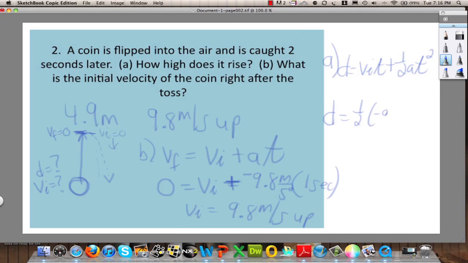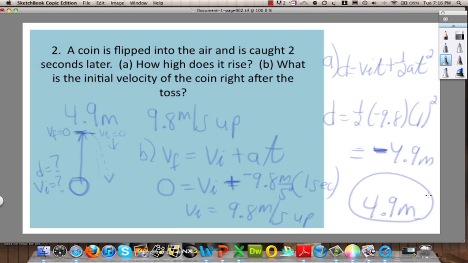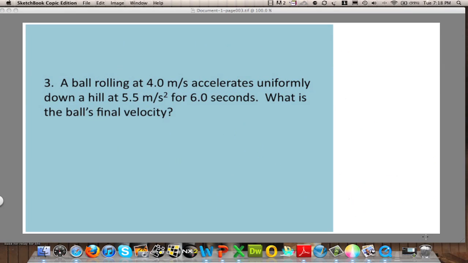We have 1/2 times negative 9.8 times 1 second squared. Half of 9.8 is 4.9. And notice it's negative here, but that's because it's going down the way I solved it. We know that it rises a positive 4.9 meters. Now on to number 3.